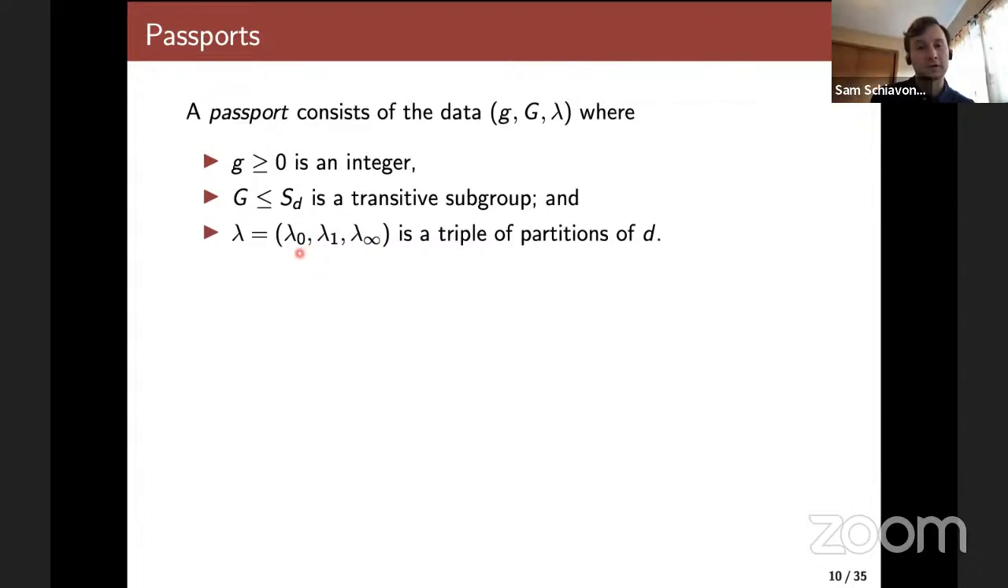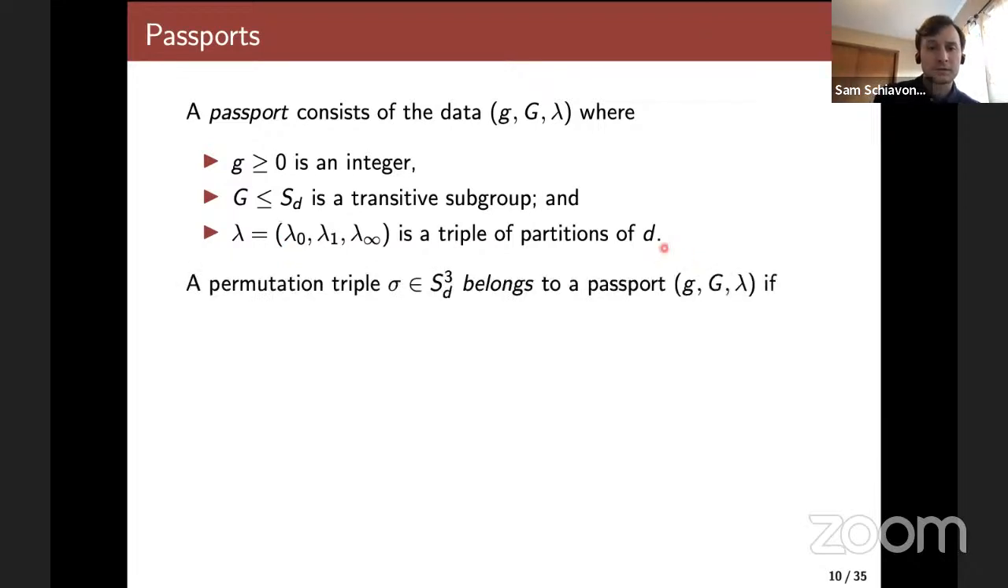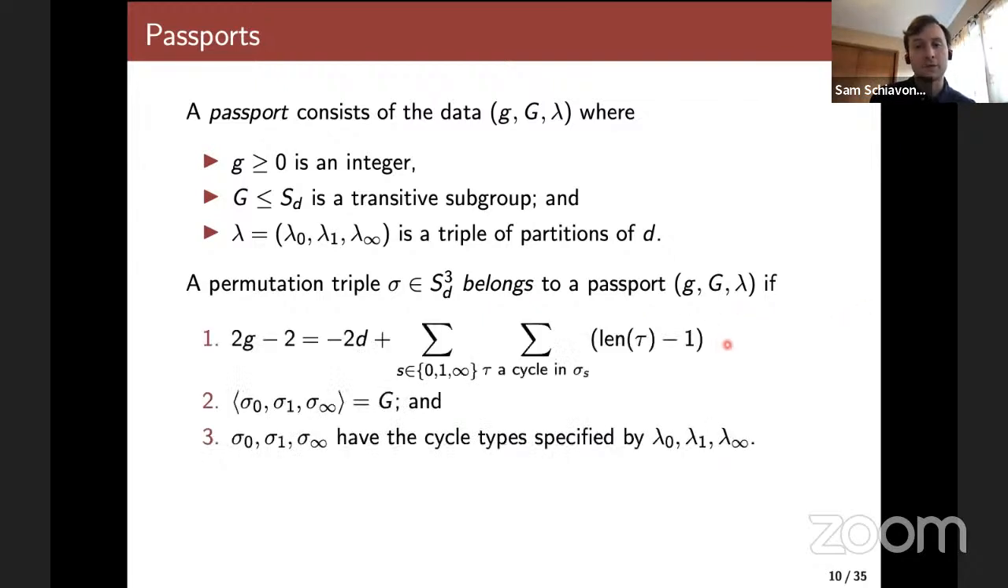Basically, they're the cycle types of the three permutations in the triple. So let me be a little bit more precise about how we're organizing these triples into passports. A permutation triple sigma belongs to a passport given by these three pieces of data, little g, big G, and lambda, if there are three conditions to satisfy. Maybe I'll start with the last one and then go to the top.